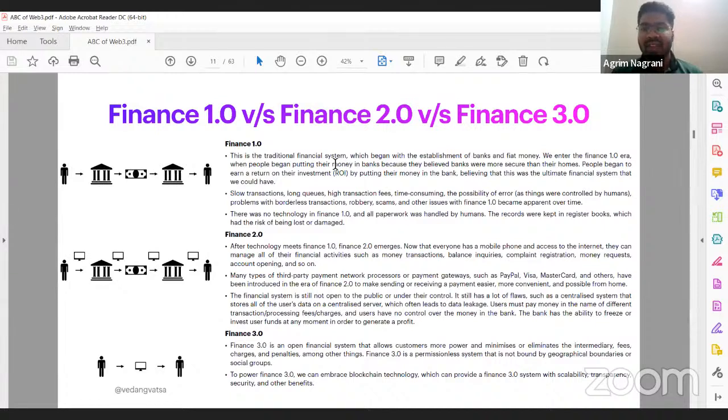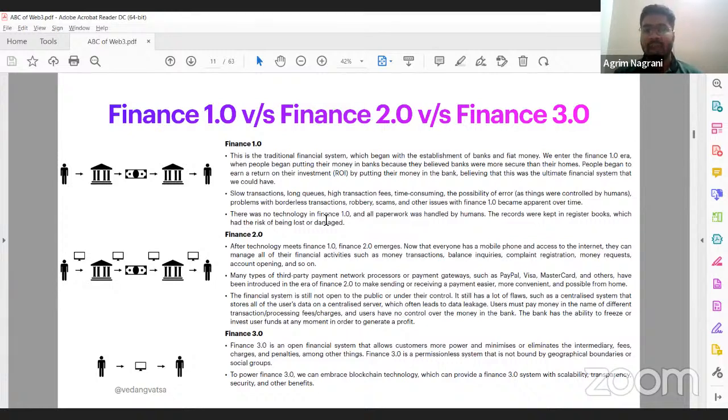This was the Finance 1.0 era, which was present approximately 40 to 50 years ago, where we were completely dependent on the banks for making transactions. Each and every financial transaction took place through the banks, and for that, we had to be physically present there.